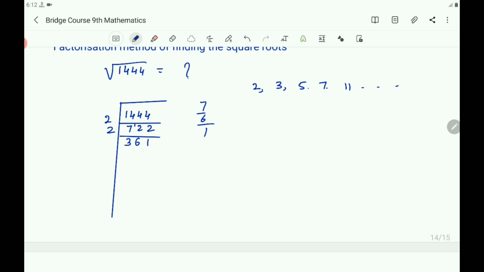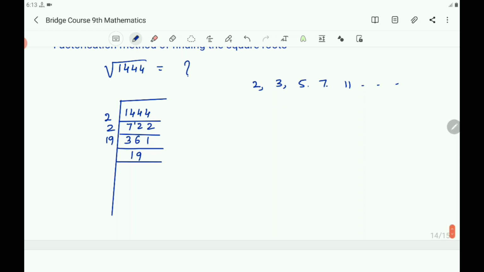Now 361, you know that 361 is the square of 19, and 19 is a prime number. If you know the square numbers, then directly you can use, that is 19 19s are 361. 19 is a prime number. You must know this. If you learn the square of 19 is 361, directly you can use this and you can save the time. Then again you divide it by 19, 19 ones.